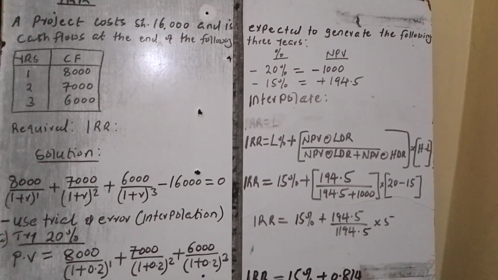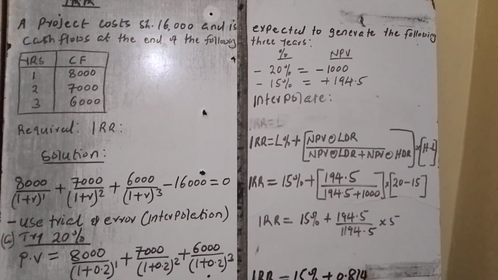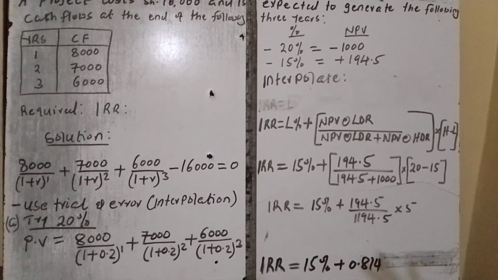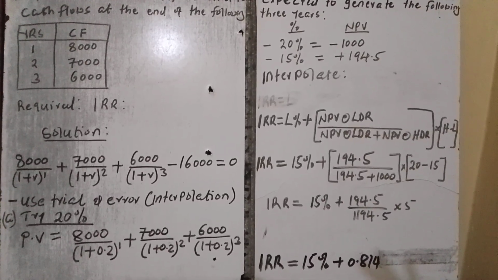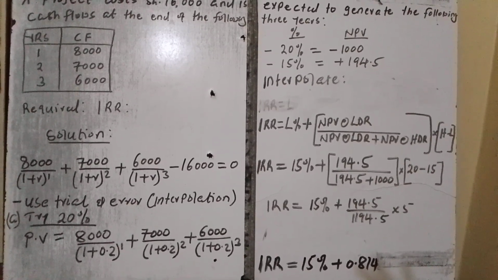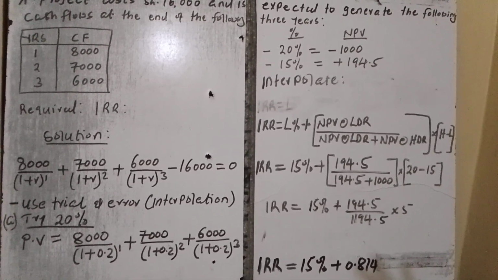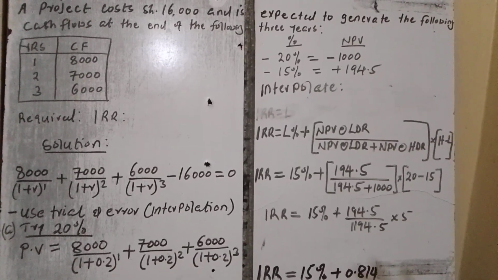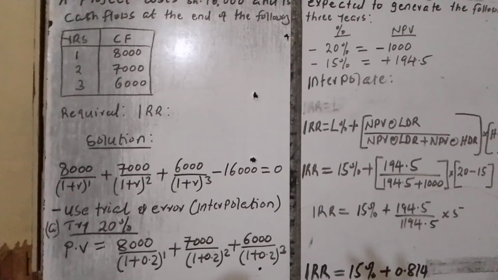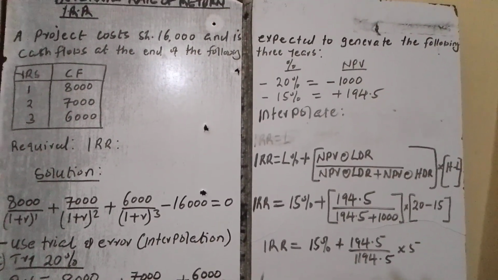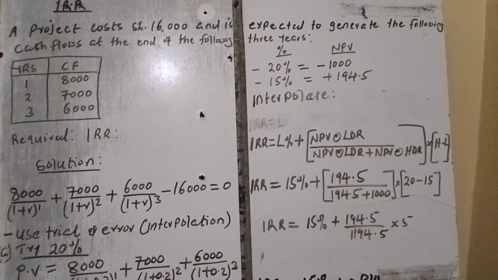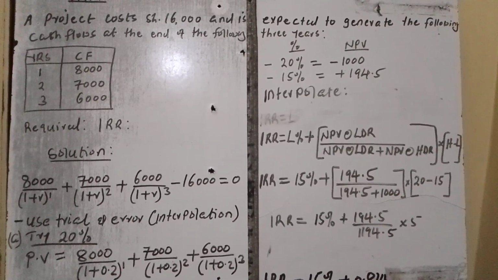What are we supposed to do? 8,000 is our A1. 8,000, the cash flow for year 1, over 1 plus R raised to 1, plus 7,000 over 1 plus R raised to 2, plus 6,000 over 1 plus R raised to 3, minus the initial capital outlay, which is 16,000, should give us a 0. However, we do not have the rate. In this case, we should calculate our rate through interpolation, trial and error.